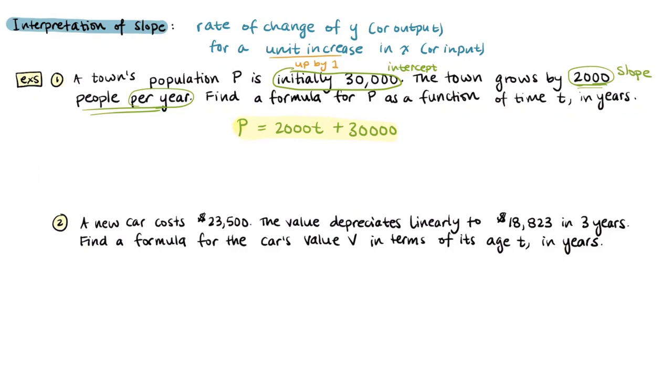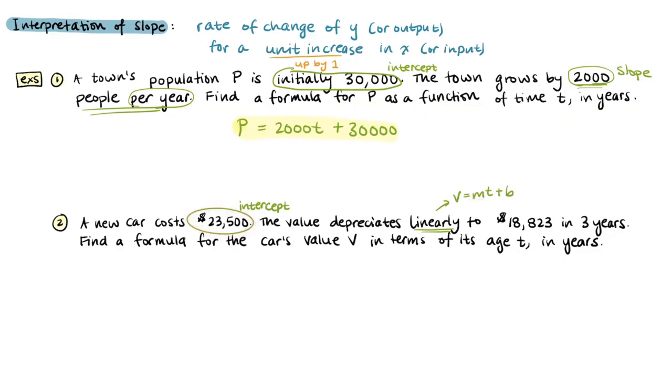Just like before, where the initial population was our intercept, we can think of this initial value, the value at the beginning, as the intercept. So this 23,500 is the intercept. Now, depreciating linearly tells us that the value equation can be written in mx plus b form. But here our input variable isn't x, it's t, so it'll be mt plus b. We already have b, and we have to find m.